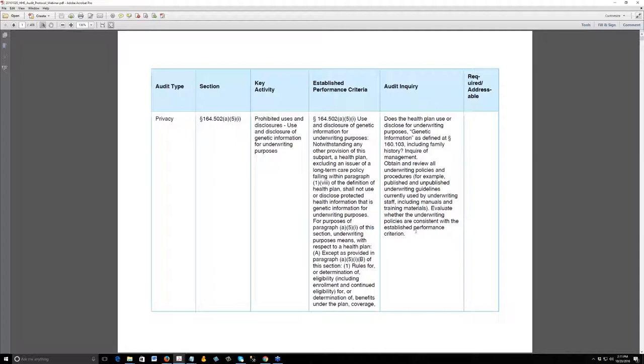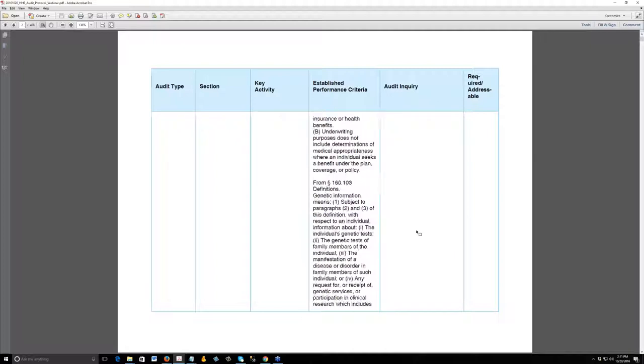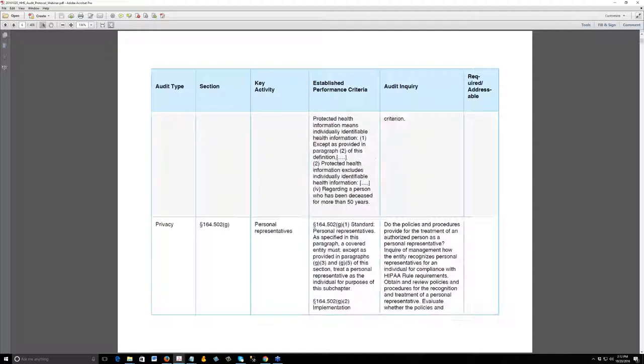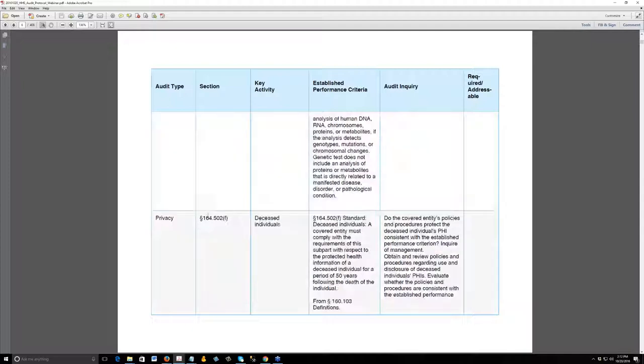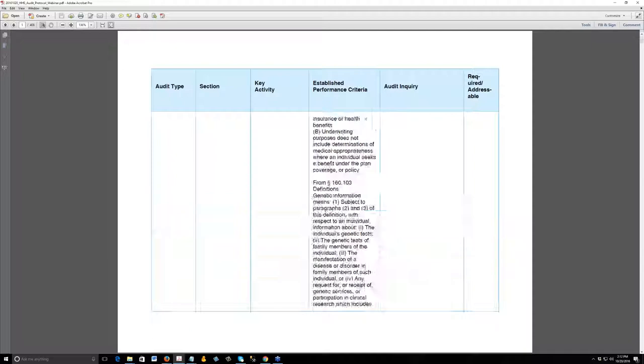this wouldn't apply. So let's just scroll down and see. This is still articulating established performance criteria, and they're just taking this right out of the regulations. See the definitions, or refer them back to the definitions in 160. Okay, and then this next requirement. This one's a good one. Personal representatives, 164.502(g). Now, if you're familiar with the privacy rule at all, you know that 502 is kind of the general place where you start. And let me see if we skipped anything here.